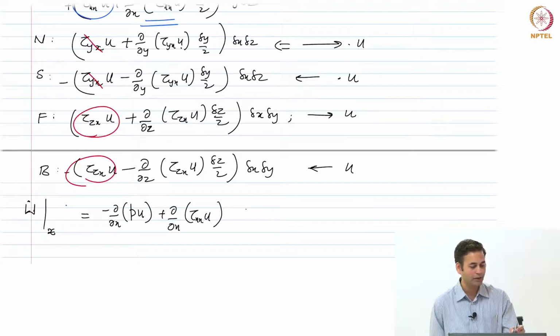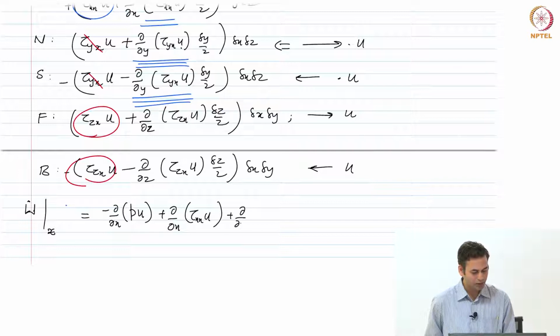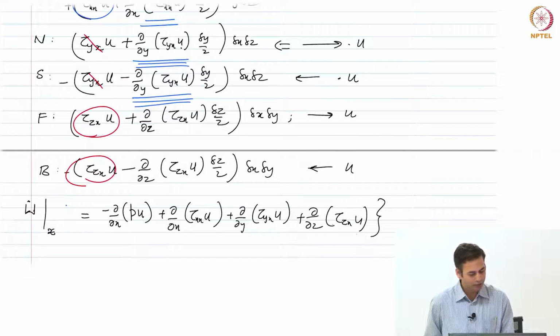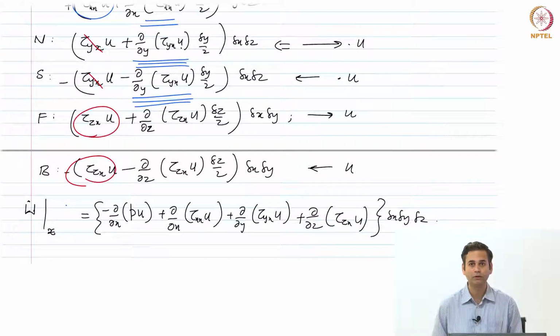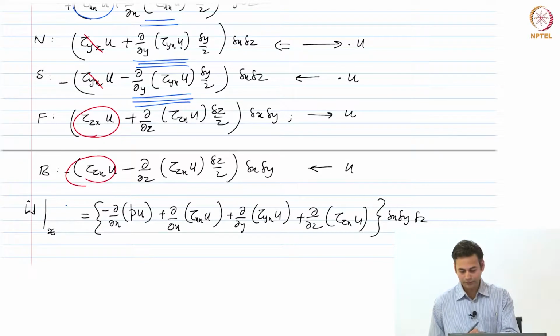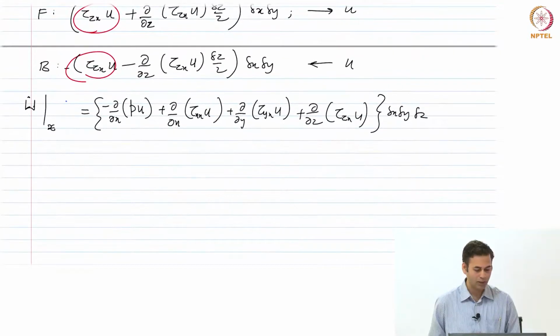Similarly, we have plus partial y tau yx times u. So this will be plus partial y tau yx times u multiplied with delta x delta y delta z, and then we have plus partial z tau zx times u. All of these are multiplied with the elemental volume. So we have now written down the rate of work done expression.